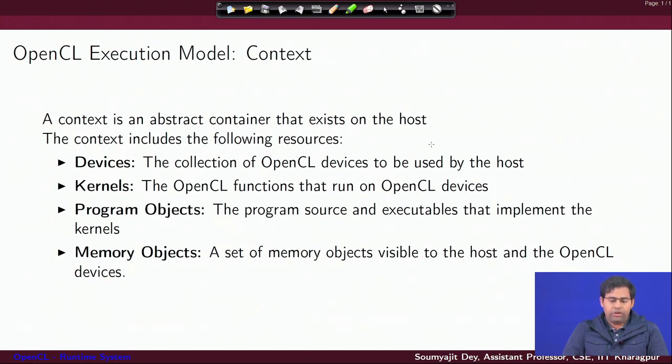It will contain the different OpenCL functions that are to be run on the respective OpenCL devices, and it will contain the program objects. What are program objects? The program source and executables that implement the kernel. You write a kernel, and from that kernel the OpenCL runtime system will build a program object. It will also contain the memory objects, the set of memory objects which are visible to the host and the OpenCL devices.